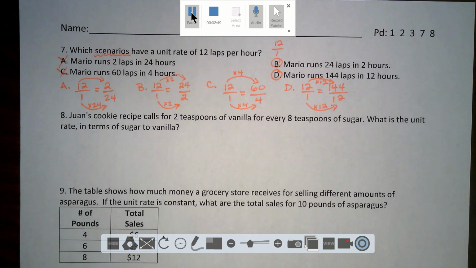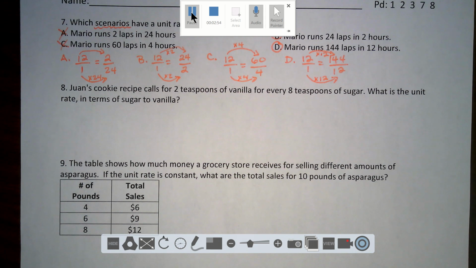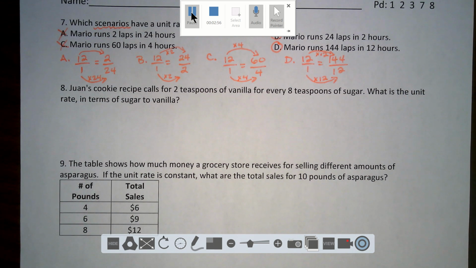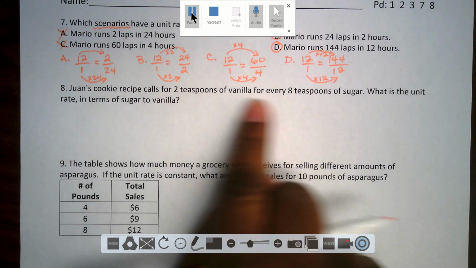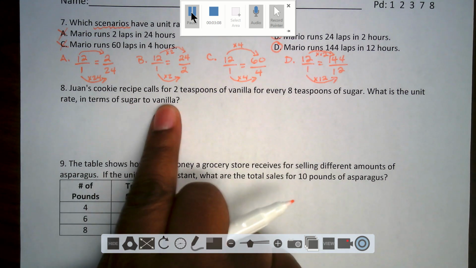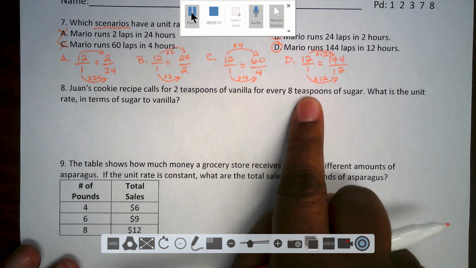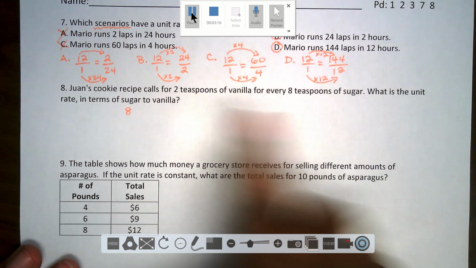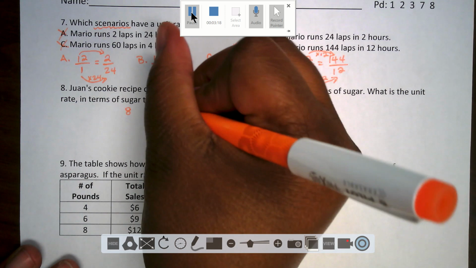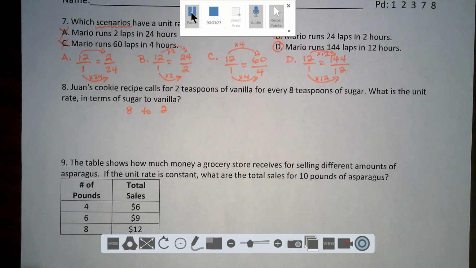Number 8. Juan's cookie recipe calls for 2 teaspoons of vanilla for every 8 teaspoons of sugar. What is the unit rate in terms of sugar to vanilla? This one causes you to pay attention because in the problem it tells you teaspoons of vanilla, then sugar. But the answer has to be sugar to vanilla. So let's go ahead and first write what our sugar to vanilla is. So 8 teaspoons of sugar to 2 teaspoons of vanilla. So our initial ratio is 8 to 2.